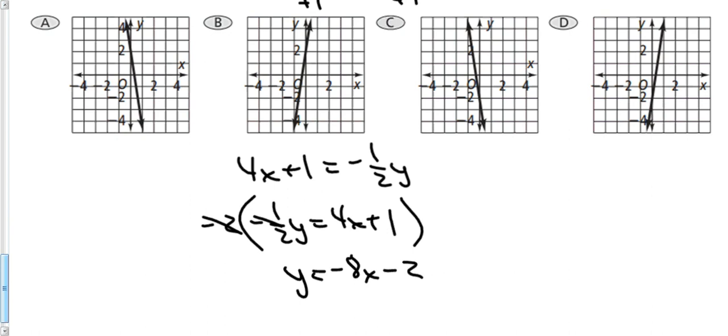Now, this tells me my slope is negative, which rules out this one and this one, because both of those lines go up from left to right. This tells me that my y-intercept is negative 2. This intercept is positive 2. So that one's out. So even if you couldn't see exactly which points are where, we can see that this has an intercept of negative 2, a slope of negative 8, and my answer is going to be C.